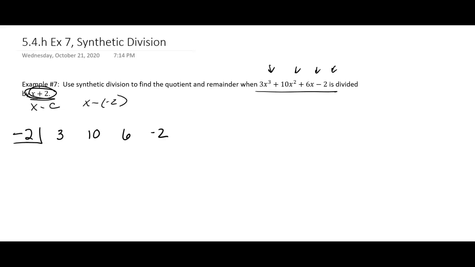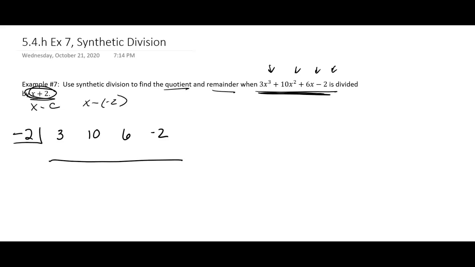Okay? So the problem says use synthetic division to find the quotient and remainder when this polynomial is divided by that polynomial. Now why they didn't just write it out with a division sign, I'm not really sure, but that's their choice. Okay, then we drop down and draw that line.